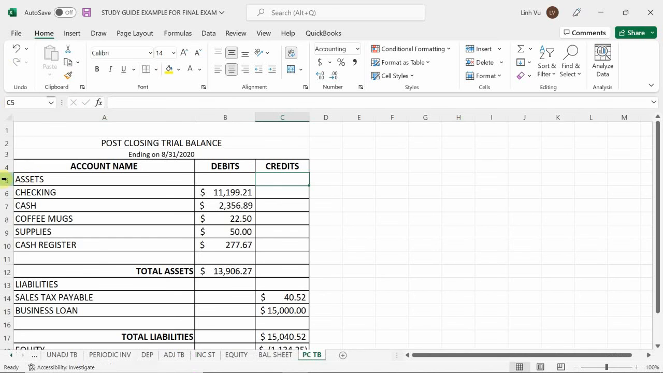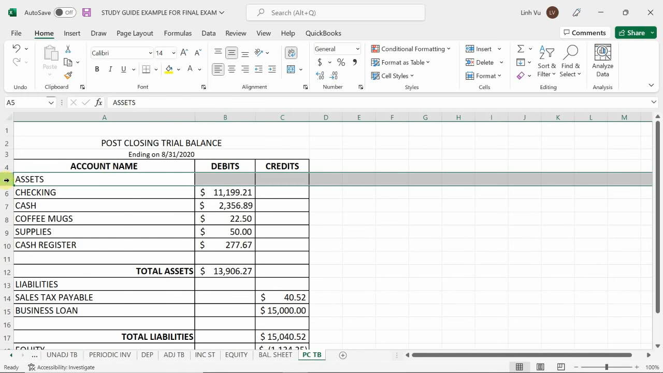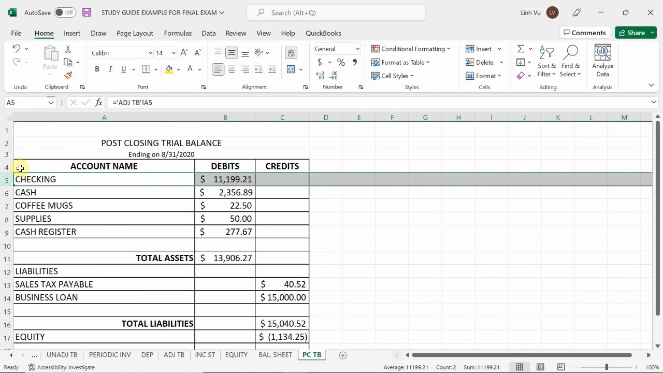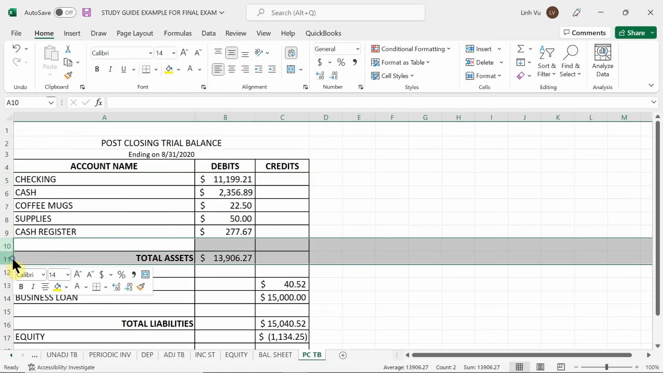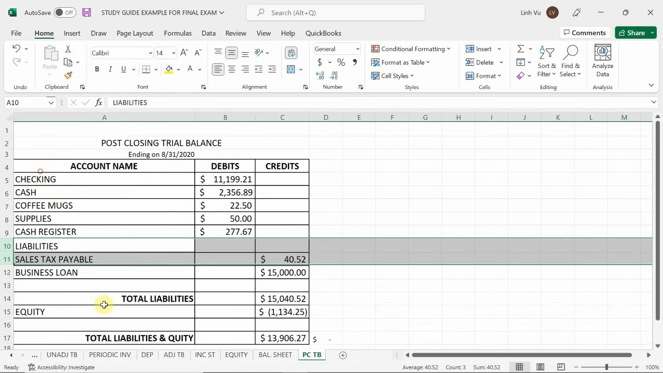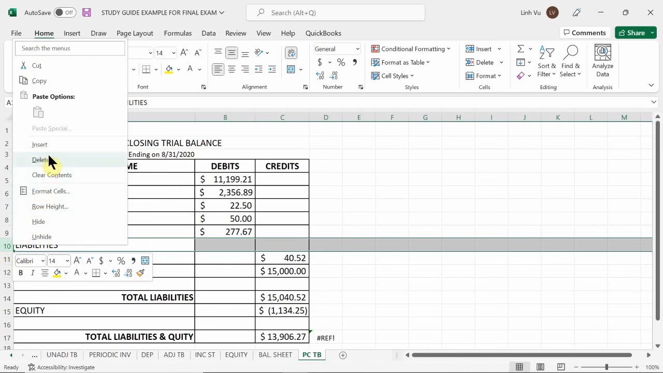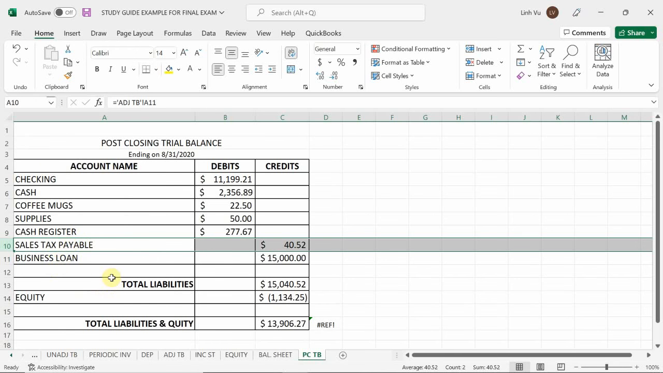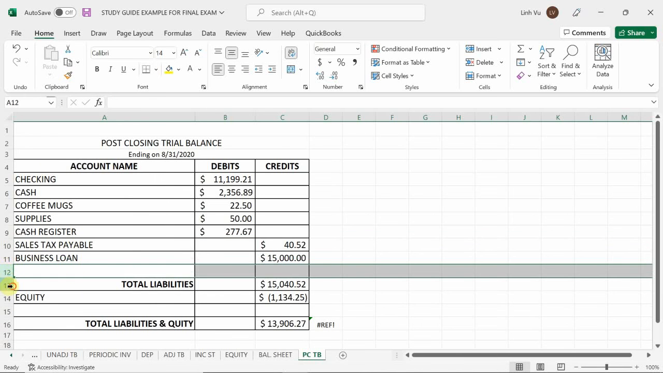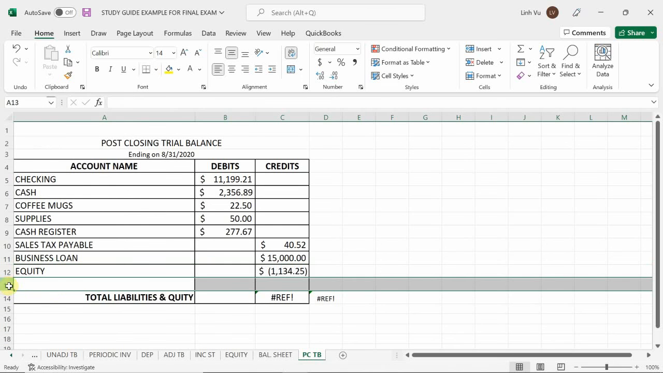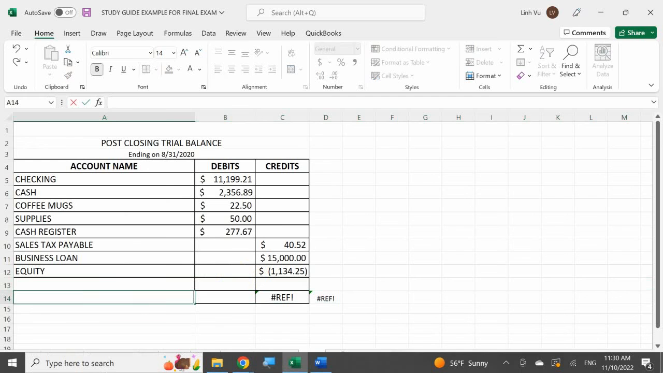And I'm going to remove things like this row right here where it says assets. I'm going to remove that because I don't need that in there. I'm going to remove my total assets right here because I don't need that in my trial balance. I'm going to also get rid of my liabilities because I don't need that title there. And I'm going to get rid of all of this. I don't need my total liabilities, and I don't need my total liabilities here either. I'm going to go ahead and put total.